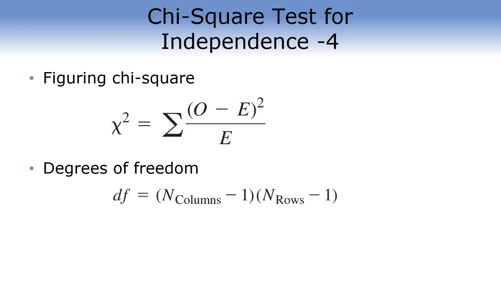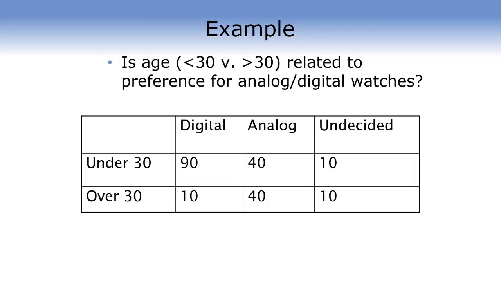So let's take a look at an example of preference for digital, analog, or undecided in selecting watches for people under 30 or over 30. All right, so pause the video here and attempt to calculate the observed and expected values and do the chi-square. All right, so pause here, work out the problem, and then come back and we'll do the answer.